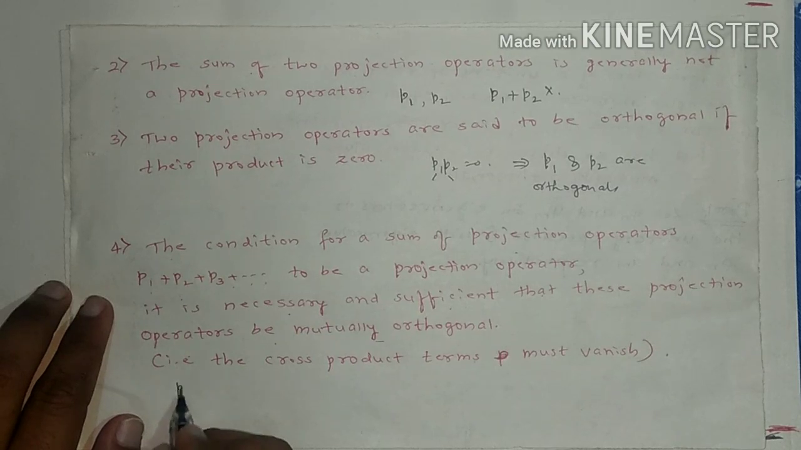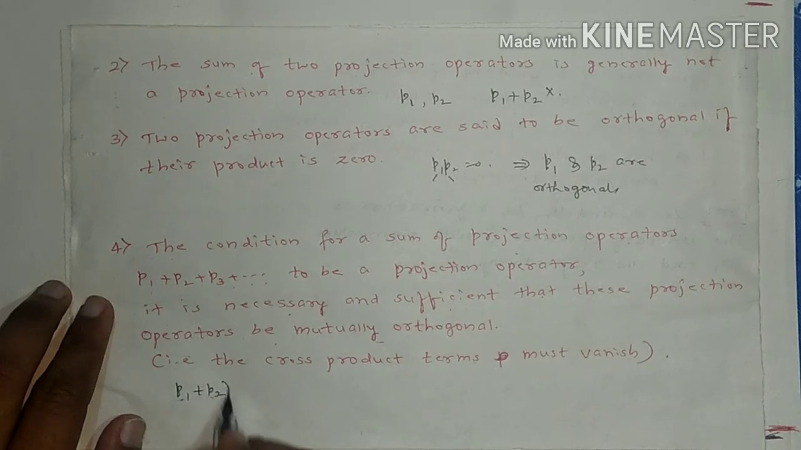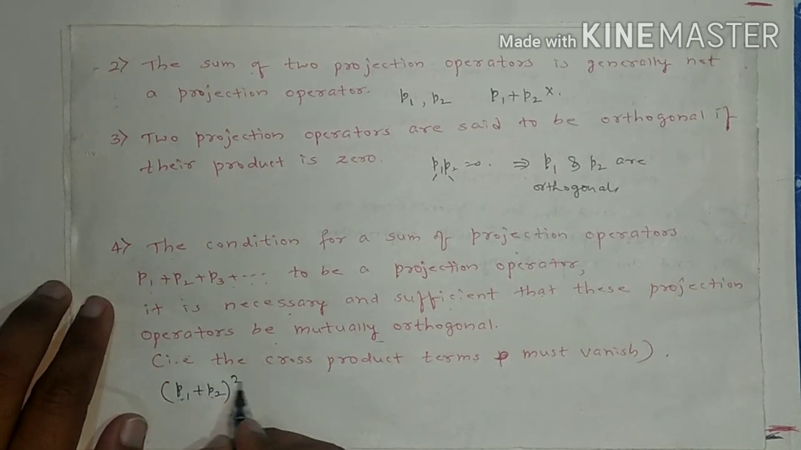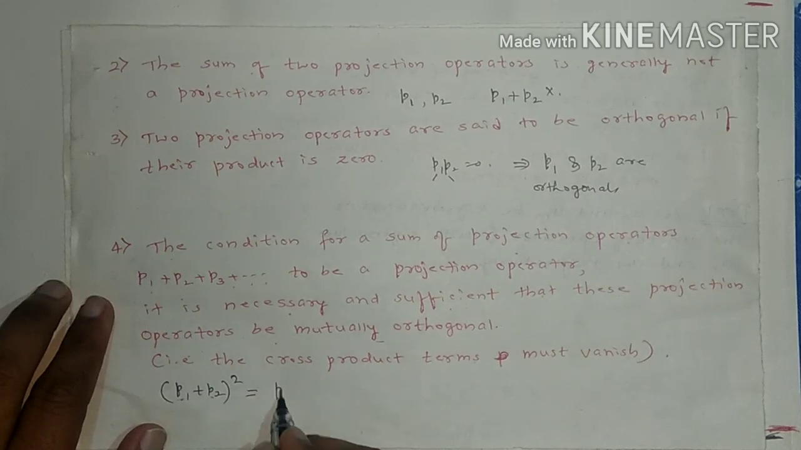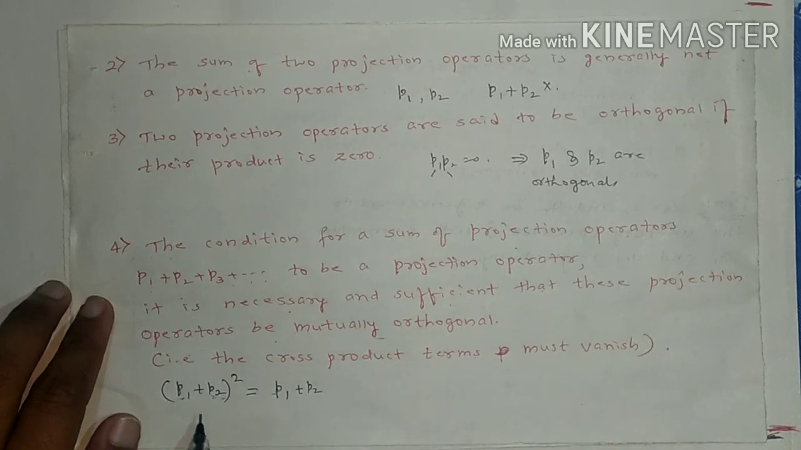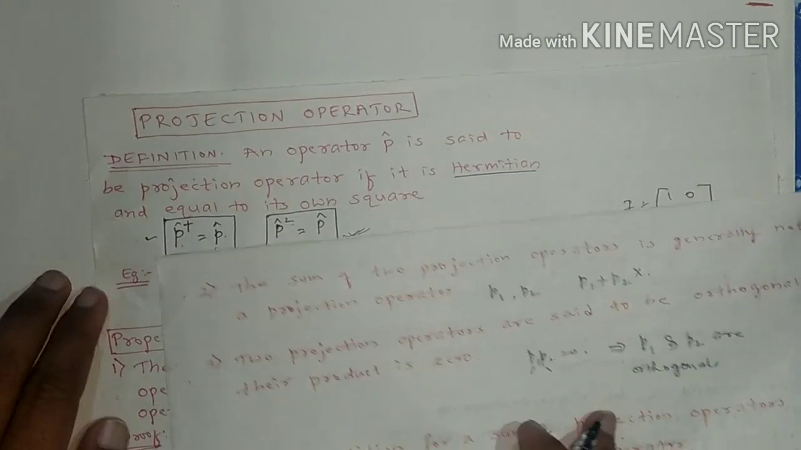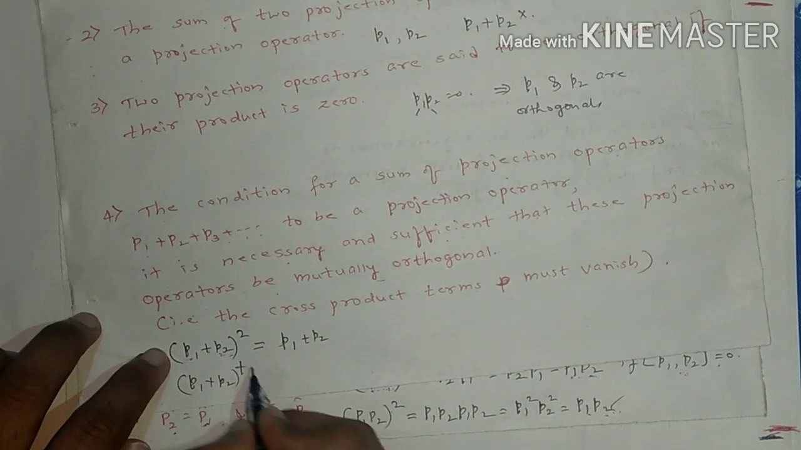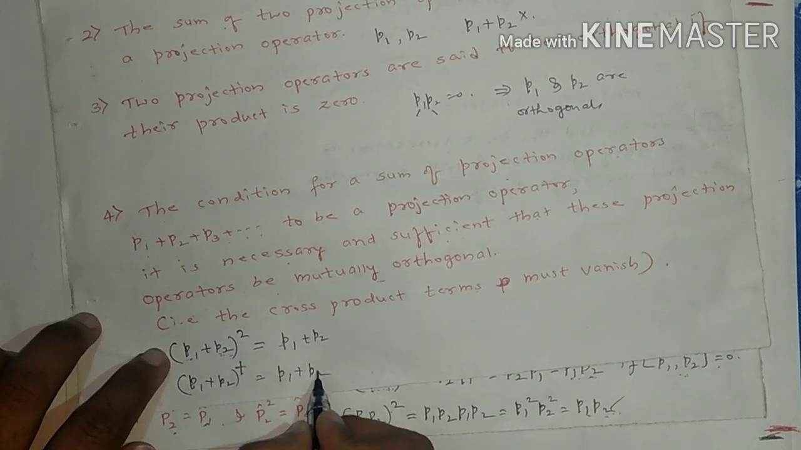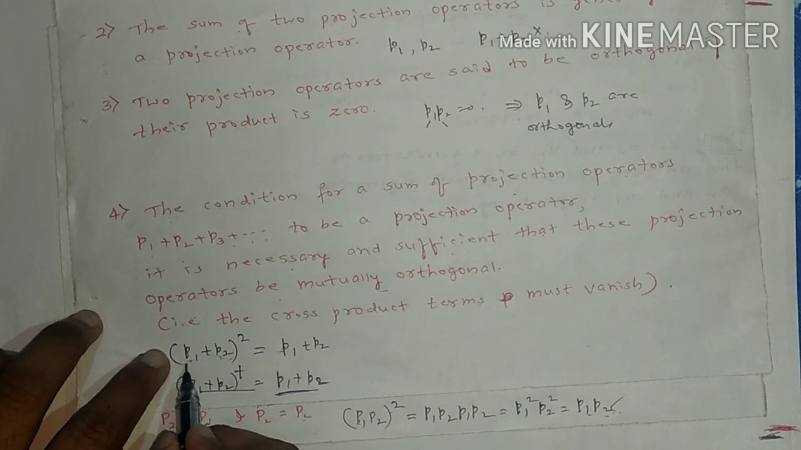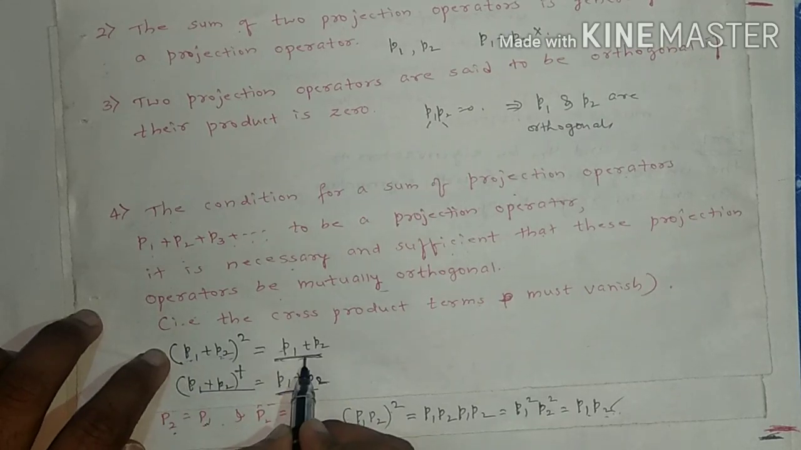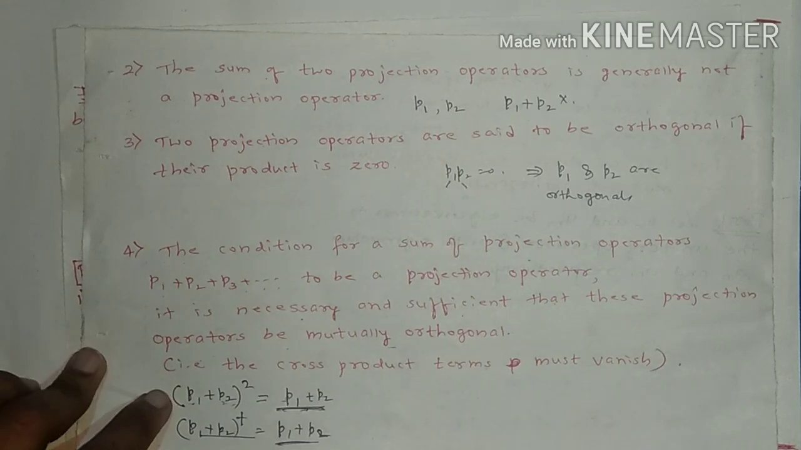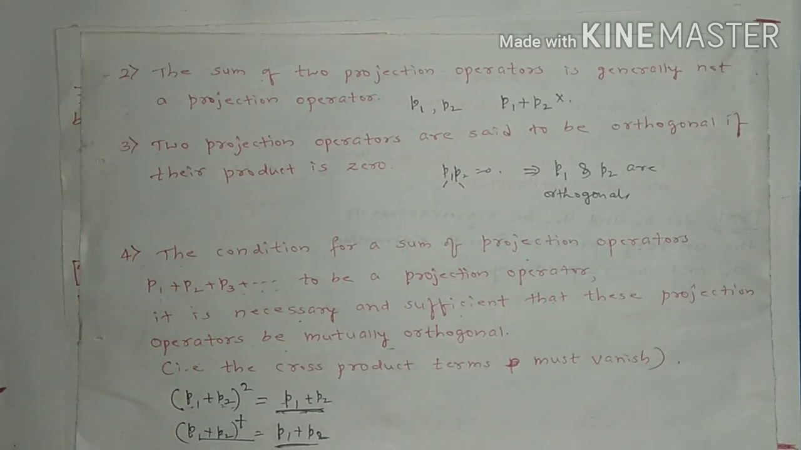So suppose I take P1 plus P2, the sum of two projection operators. This will again be a projection operator if its square is equal to P1 plus P2. Of course there is one more condition, one more definition: it should be Hermitian. So P1 plus P2 dagger should be equal to P1 plus P2. So this can be proved, but the difficulty comes here. This will not always be true, as we have seen in property number 2. So when it will be true, that we'll see.